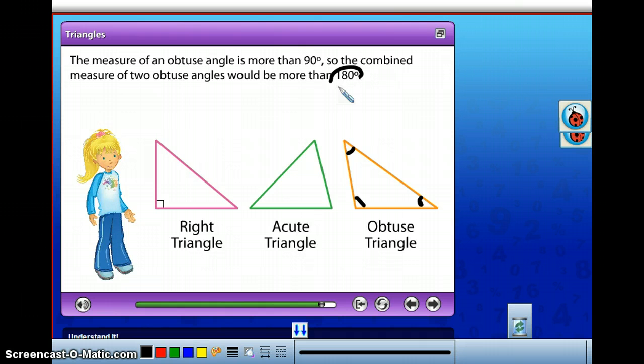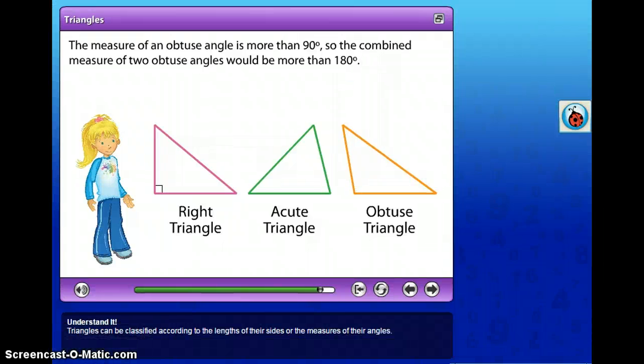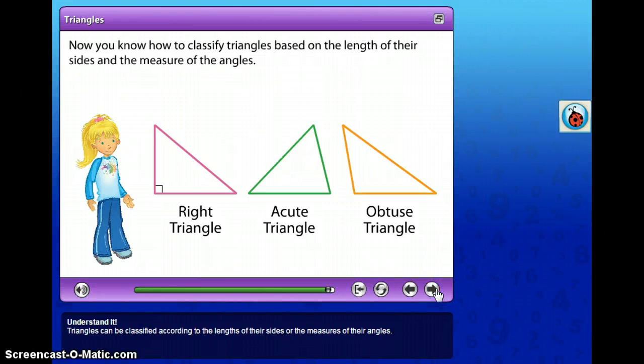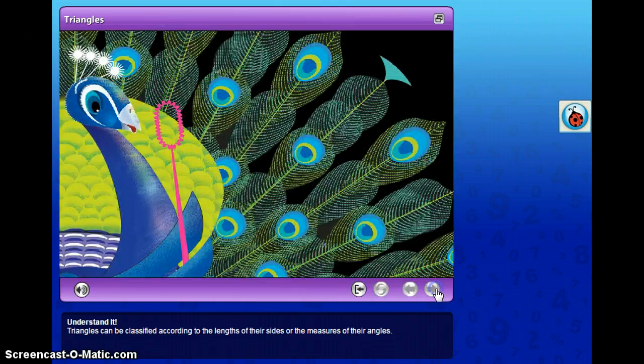A triangle equals 180 degrees, always. No matter if it's a little triangle or a big triangle. All the angles of a triangle add to equal 180 degrees. Okay? Now you know how to classify triangles based on the length of their sides and the measure of the angles.